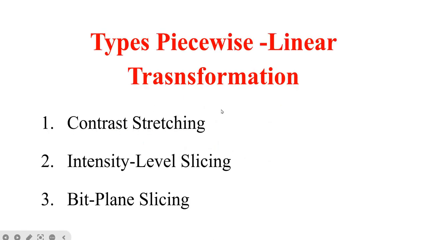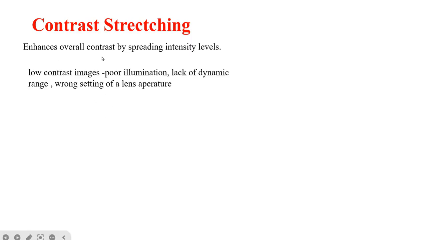The types of piecewise linear transformation are contrast stretching, intensity level slicing, and bit plane slicing. Coming to contrast stretching, it is one of the simplest piecewise linear functions, and it enhances the overall contrast by spreading the intensity levels. Low contrast images can result from poor illumination, lack of dynamic range in the imaging sensor, and the wrong setting of a lens aperture during image acquisition.